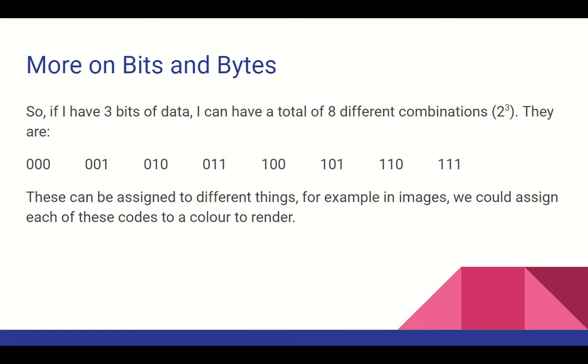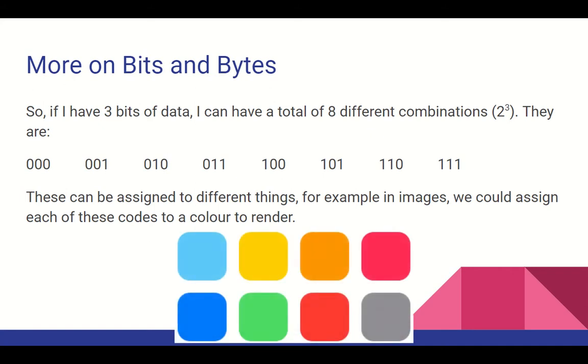These can be assigned to different things, for example, colors. So if I've only got 3 bits of data, I've only got 8 combinations, I can only have 8 colors. Now I can choose what those 8 colors are, but in this color swatch, I've chosen 8 fairly colorful blobs. Maybe I'm assigning 000 to the light blue and 001 to the yellow or orange, 010 to the orange and 011 to the pink, etc. So that when I go to render color, the CPU is seeing ones and zeros, but what it shows me on screen are those colors.